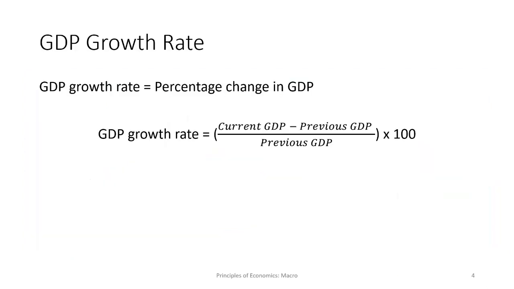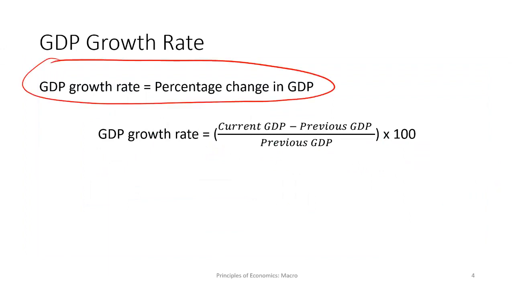Now what is growth rate? What does it mean? GDP growth rate is the percentage change in GDP. Earlier we learned how to get actual GDP numbers, so all you have to do is find the percentage change. And how do you calculate percentage change or growth rate? You take the current GDP, subtract from it the previous year's GDP, divide by the previous year's GDP, and multiply by 100. That will give you the growth rate.